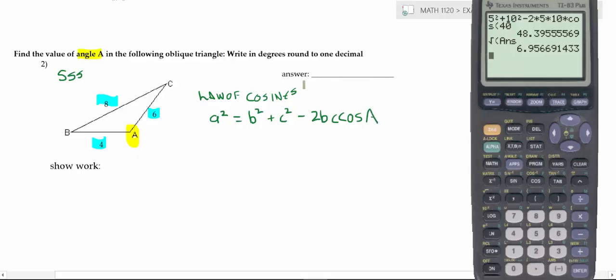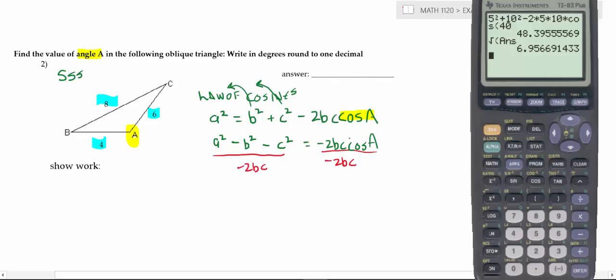Now, if I'm going to find the cosine of A, the way I like to do the problem is just solve this equation for cosine A. So I'm going to just rearrange this formula. So I'll have A squared. I'm going to move the B squared to this side, subtracting from both sides. I'm going to subtract c squared from both sides. And that's equal to negative 2bc cosine of alpha. Then I'm going to divide both sides by negative 2bc. Then I'll be prepared to solve that equation.